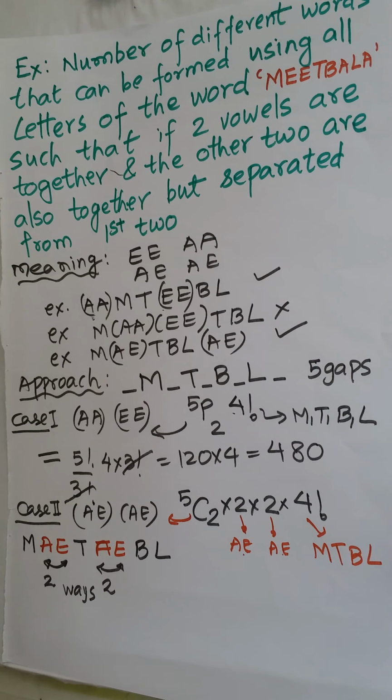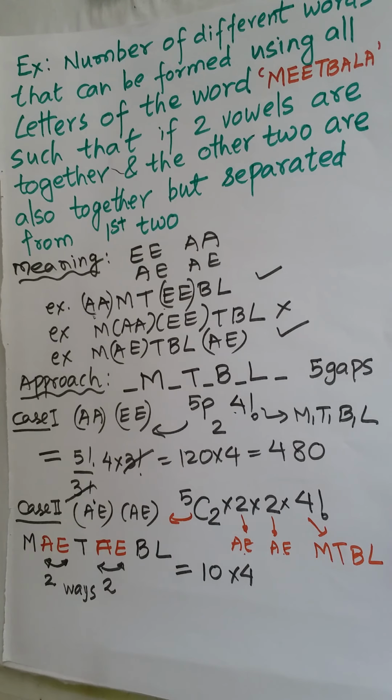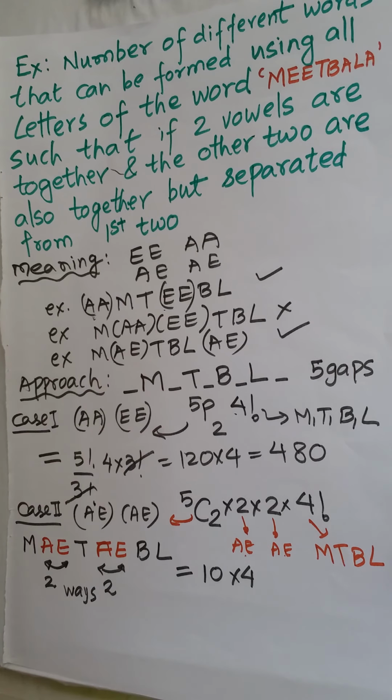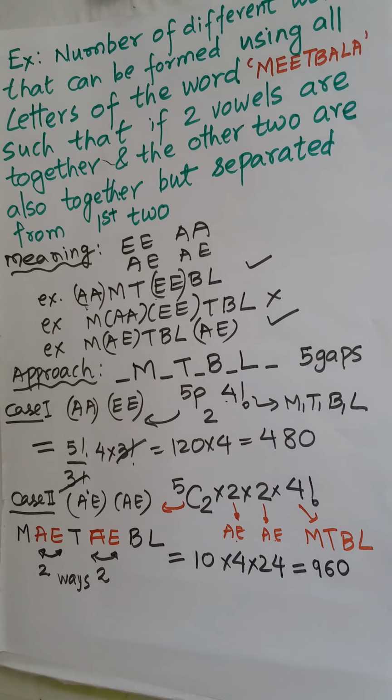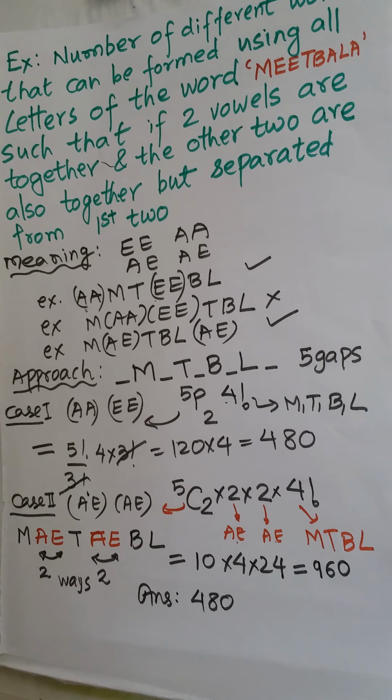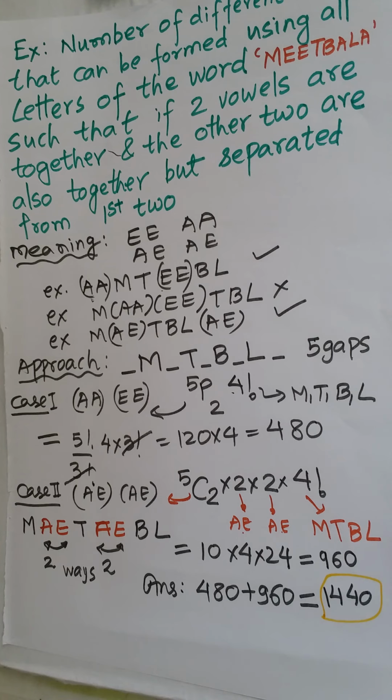So if we solve this, what will we get? 5C2 is 10, 2 into 2 is 4, and 4 factorial is 24, so 24 into 4 is 96, into 10 gives 960. So what is the final answer? It is the total of case 1, which was 480, and the second case answer, which was 960. So the final answer is the addition of these two, which is 1440.